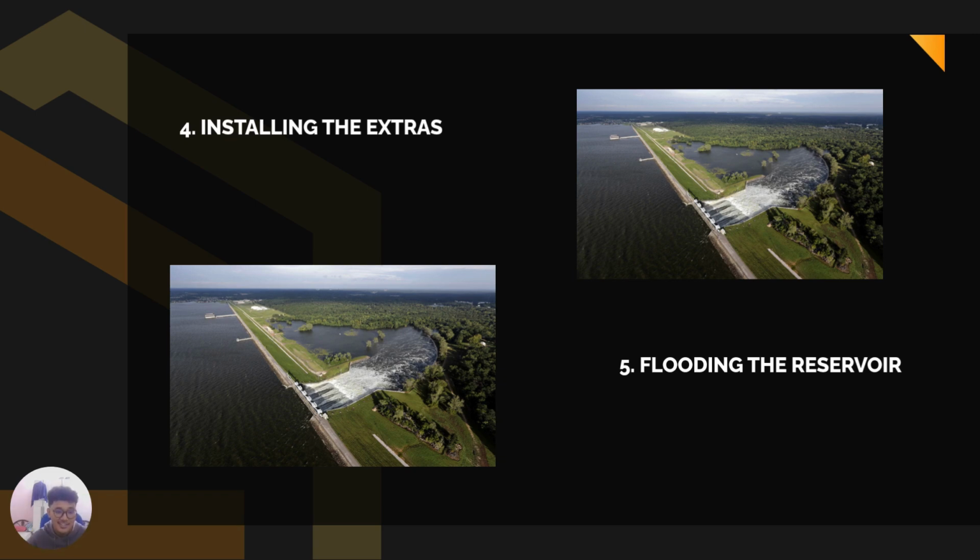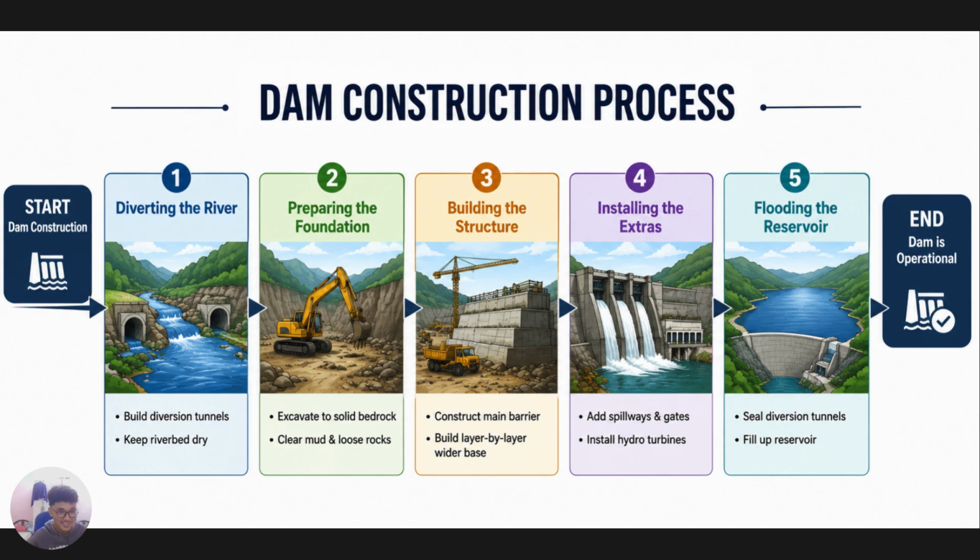Okay, for the next slide is the dam construction process. As you can see here, the first step is diverting the river. We need to build the diversion tunnels to keep the riverbed dry. The next step is preparing the foundation. Excavate the solid bedrock and clear mud and loose rocks.